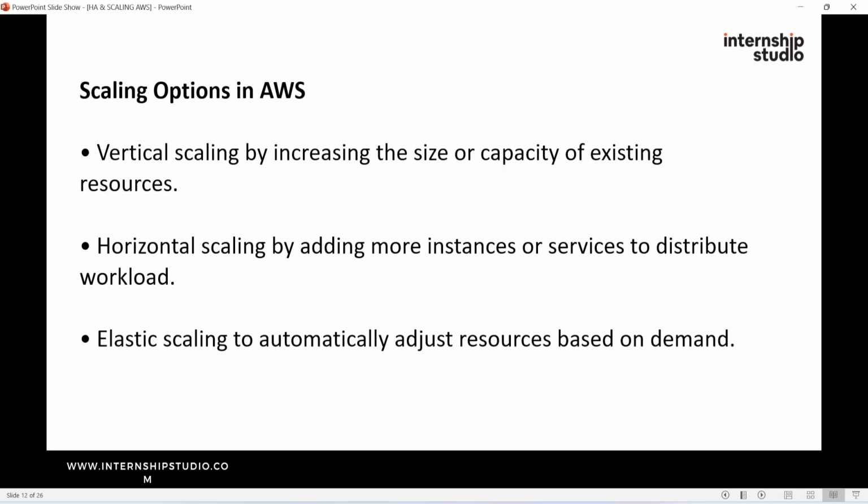So there are a couple of scaling options. Initially we have the vertical scaling by increasing the size or capacity of existing resources. We have the horizontal scaling by adding more instances or services to distribute workload. We have the elastic scaling to automatically adjust resources based on demand. So these have been already discussed.